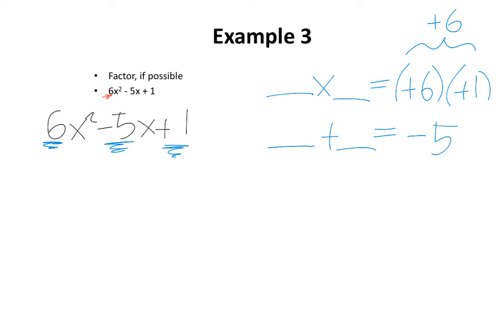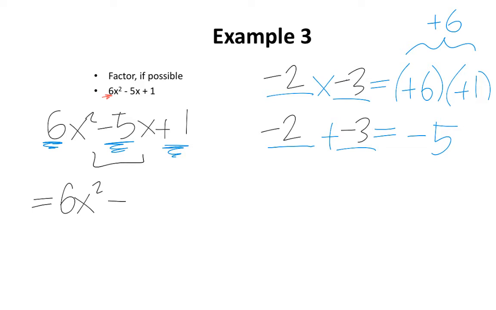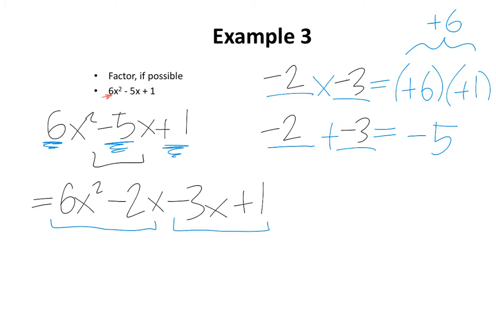At this point, you need to use your times tables as well as some guess and check, and you should come up with the two integers of negative 2 and negative 3. Because negative 2 times negative 3 gives you positive 6, and negative 2 plus negative 3 gives you negative 5. At this point, we want to decompose the center term, meaning we want to break it down. So everything else stays the same except for that negative 5x. I'm going to break it down into negative 2x and negative 3x. Plus 1 stays the same. At this point, you want to group these terms and do some group factoring.